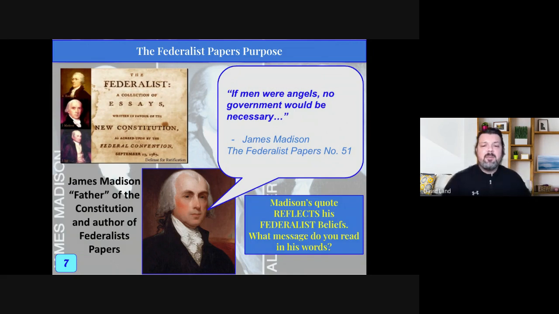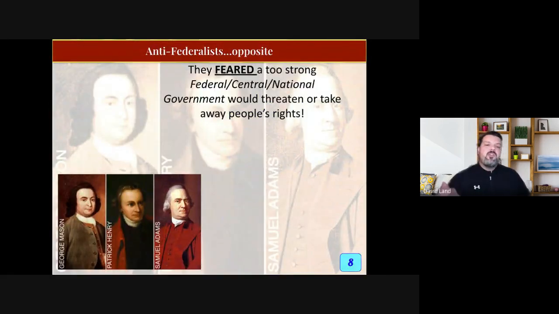Look at this quote here from James Madison from Federalist Paper number 51. If men were angels, no government would be necessary. Think about that. What is he trying to say about his belief when he says, if men were angels, no government would be necessary? What is his message there to the people about men being angels and not needing government? It kind of reflects his idea that the Constitution is going to be a really, really important piece that's going to keep all of us as citizens in line and protect us with our own rights, and the government will keep working itself.